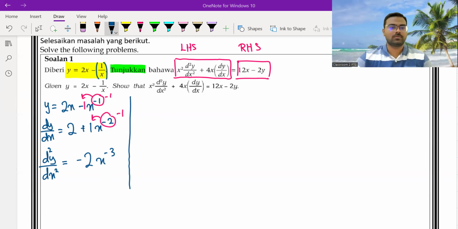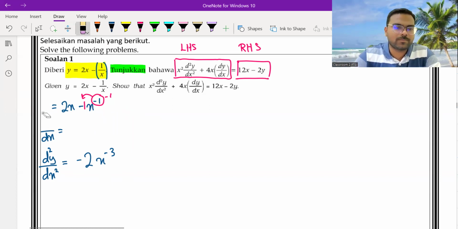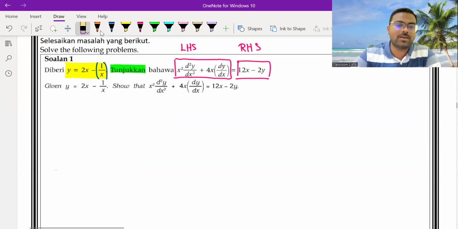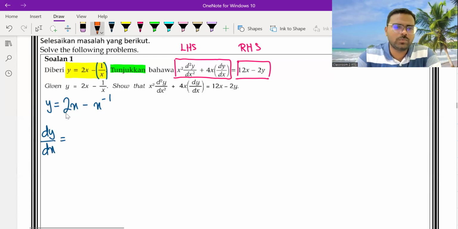Okay? Never mind lah. I'll do one more time. But tadi cikgu buat mistake. And then mungkin cikgu dah laju sikit dekat sana. Ada pelajar mungkin dah confused. So never mind. I'll redo back this part. Y equal to x minus x power negative 1. Right? So dy dx will be equivalent to 2x will becomes 2.